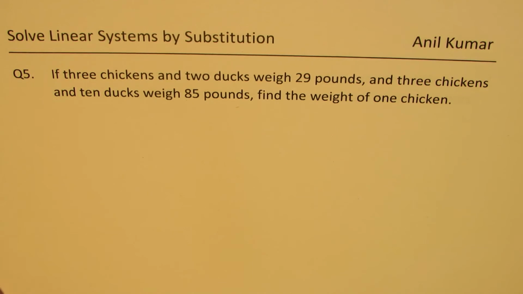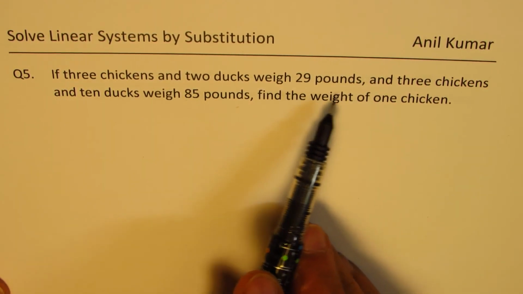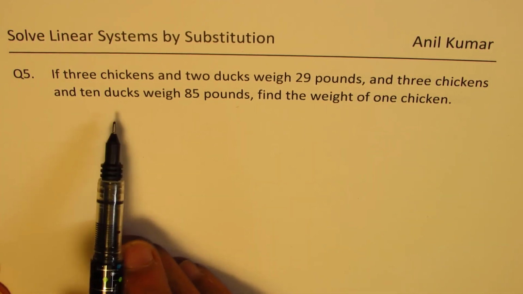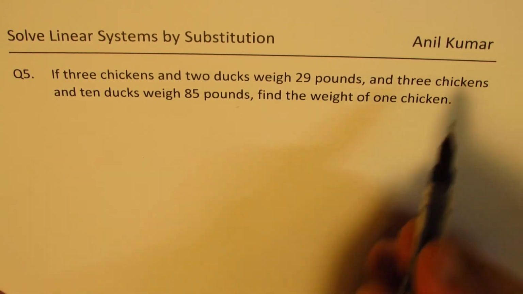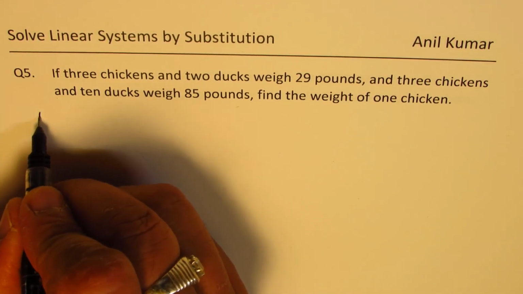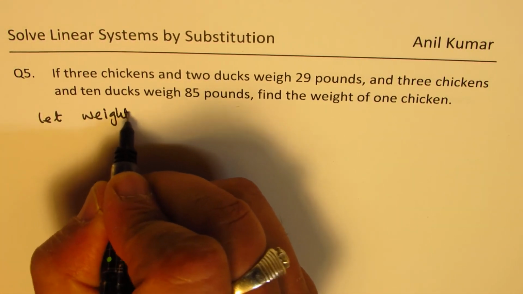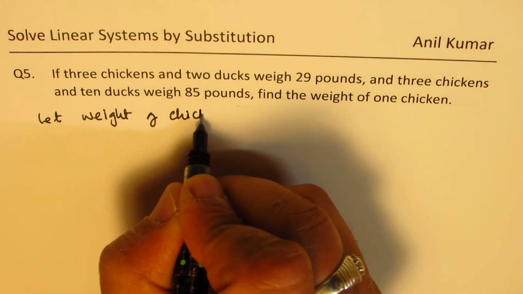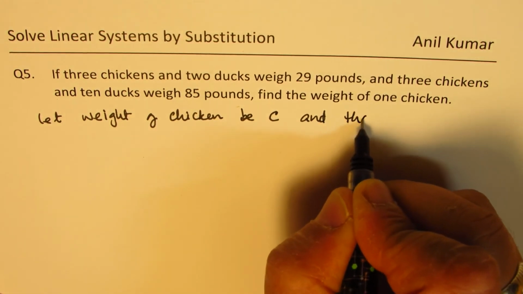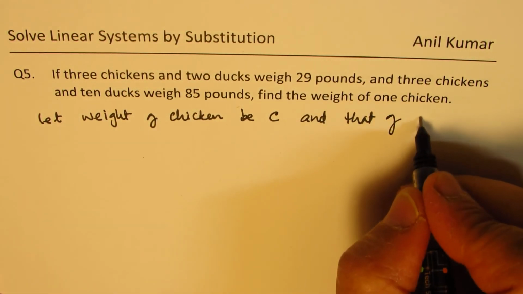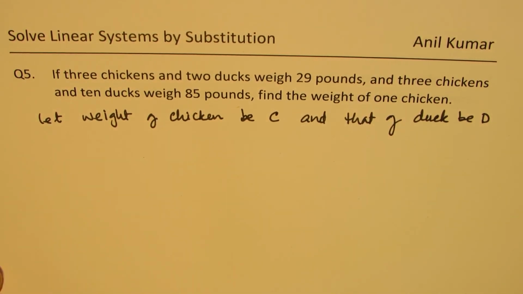Question number 5. If 3 chickens and 2 ducks weigh 29 pounds and 3 chickens and 10 ducks weigh 85 pounds, find the weight of 1 chicken, right? So we can define the variable saying let the weight of chicken be C and that of duck be D, right? In that case, what are we given?